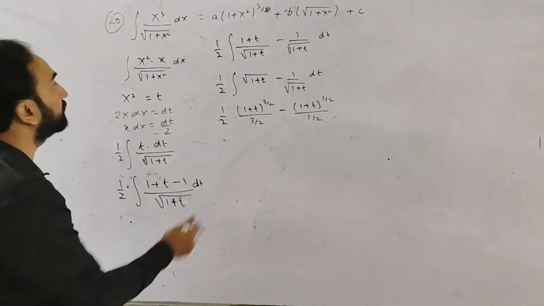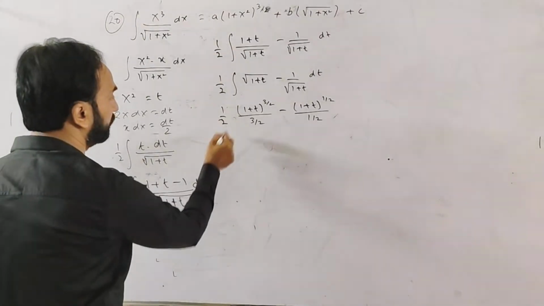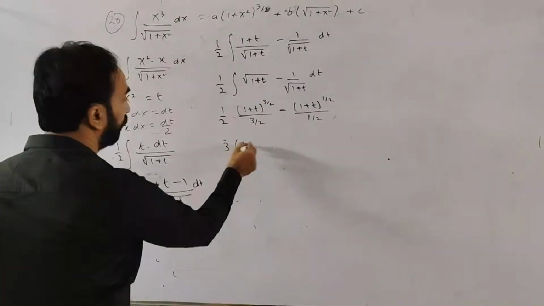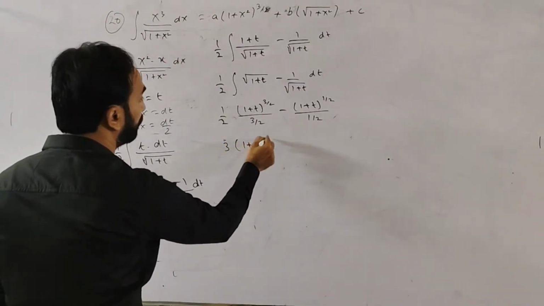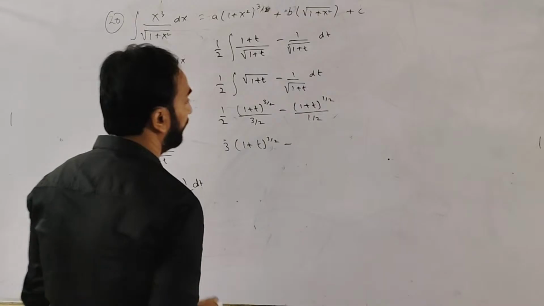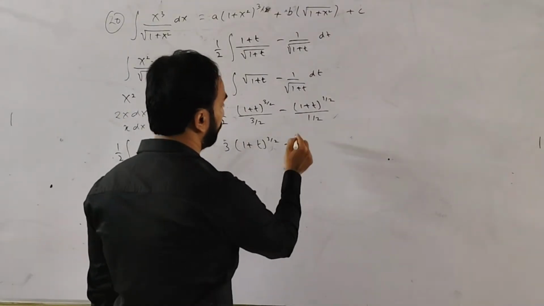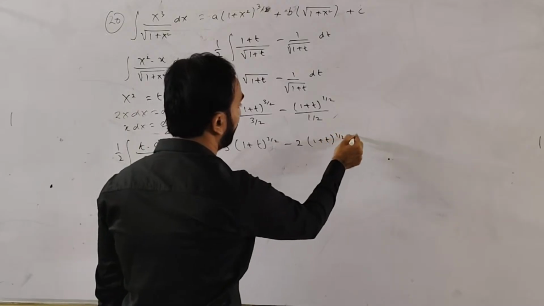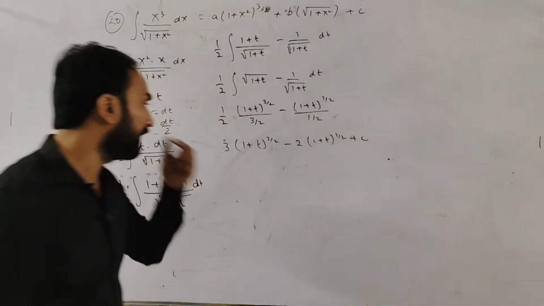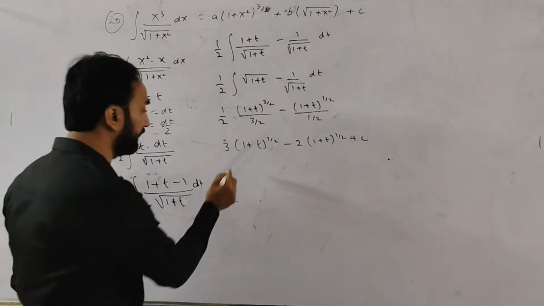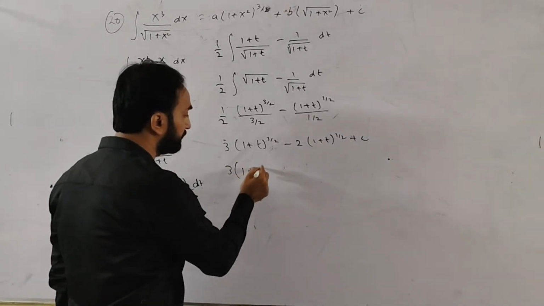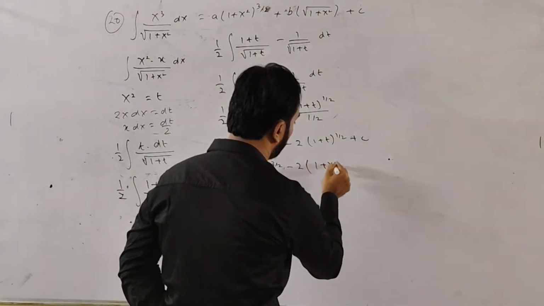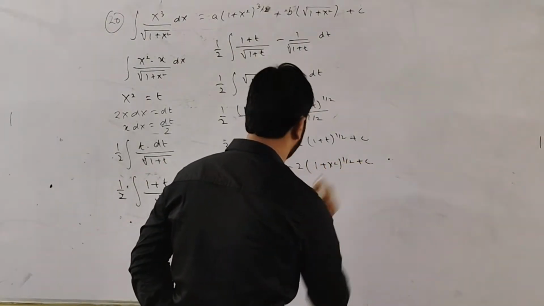Now this can be simplified: the 2 will cancel with the 3. So it will become 1 by 3 times (1 plus t) to the power 3 by 2, minus this will go up, 2 times (1 plus t) to the power half, plus c. Now t is actually x square. So write it down: 1 by 3 (1 plus x square) to the power 3 by 2 minus 2 (1 plus x square) to the power half, plus c.